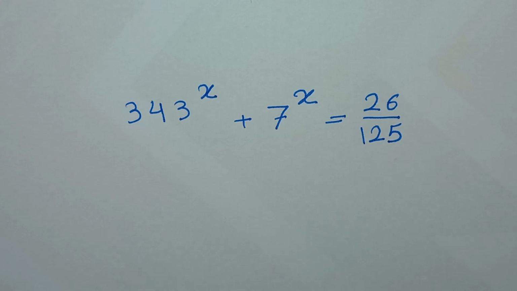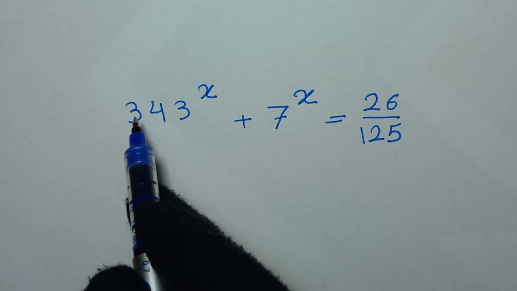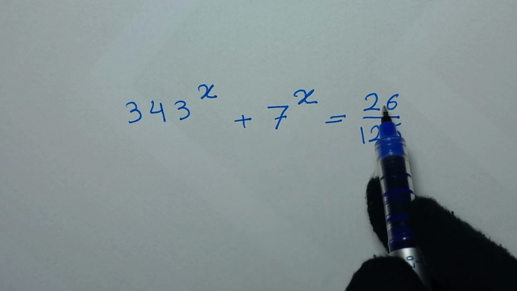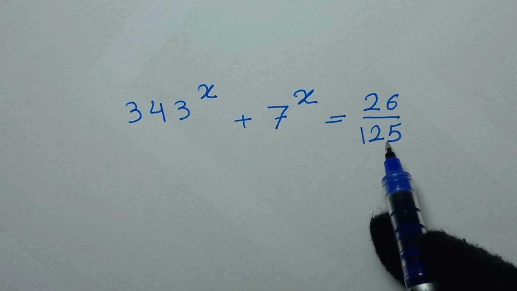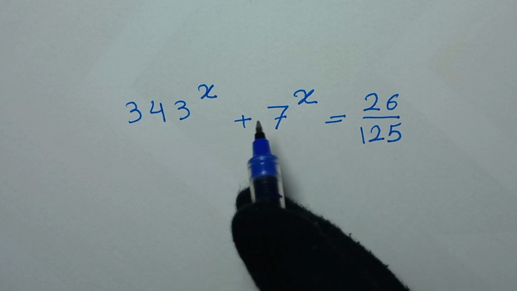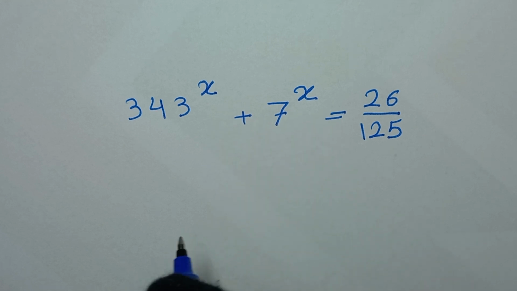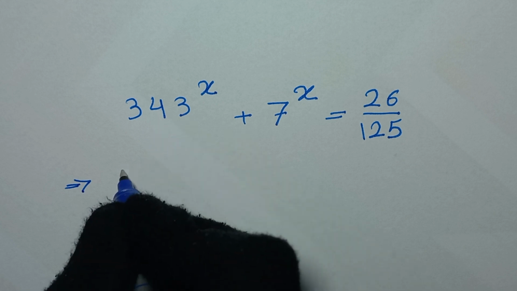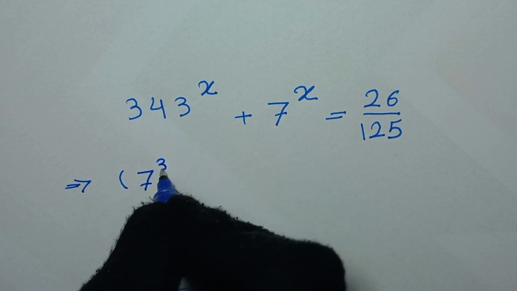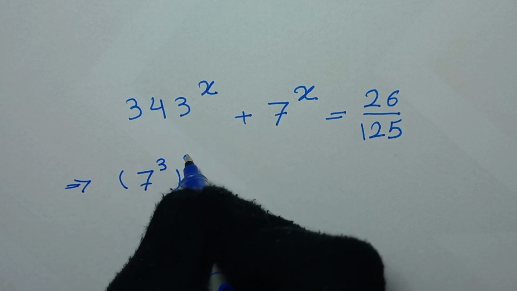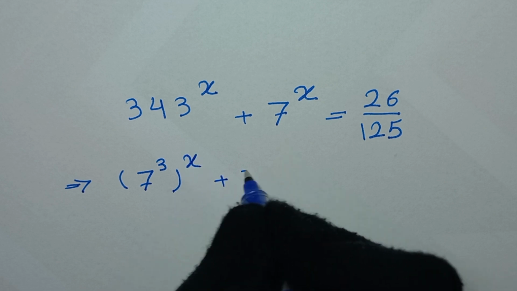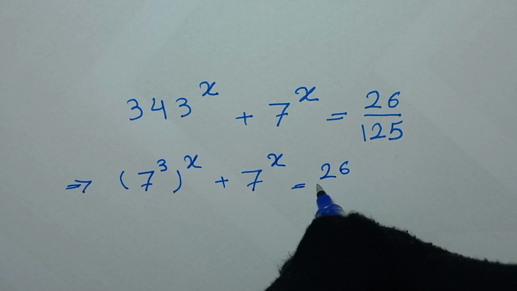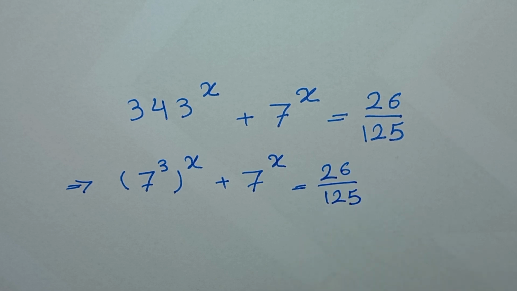Hello my friends, welcome to solve this math problem, which is 343 to the power of x plus 7 to the power of x is equal to 26 over 125, to find the values of x. In the first step, we write 343 as 7 to the power of 3, to the power of x, plus 7 to the power of x is equal to 26 over 125.